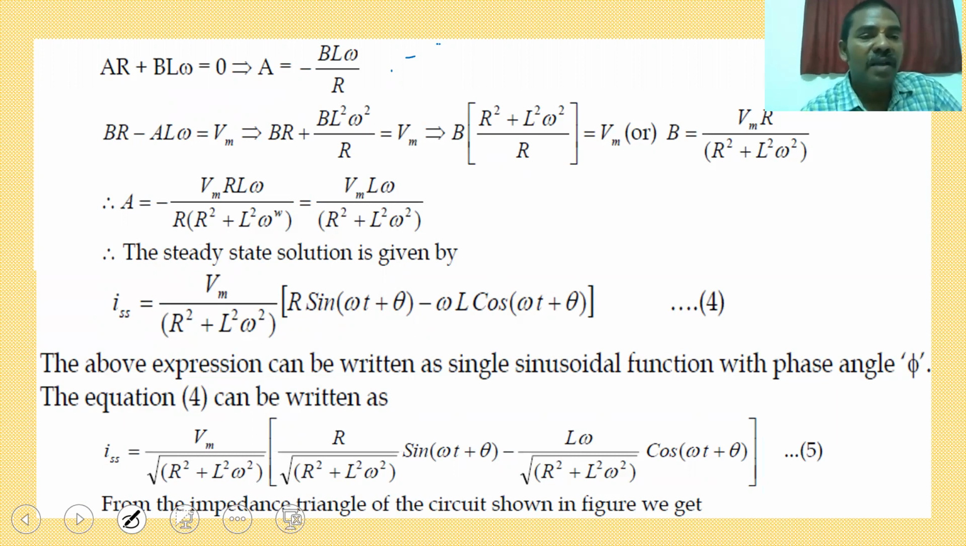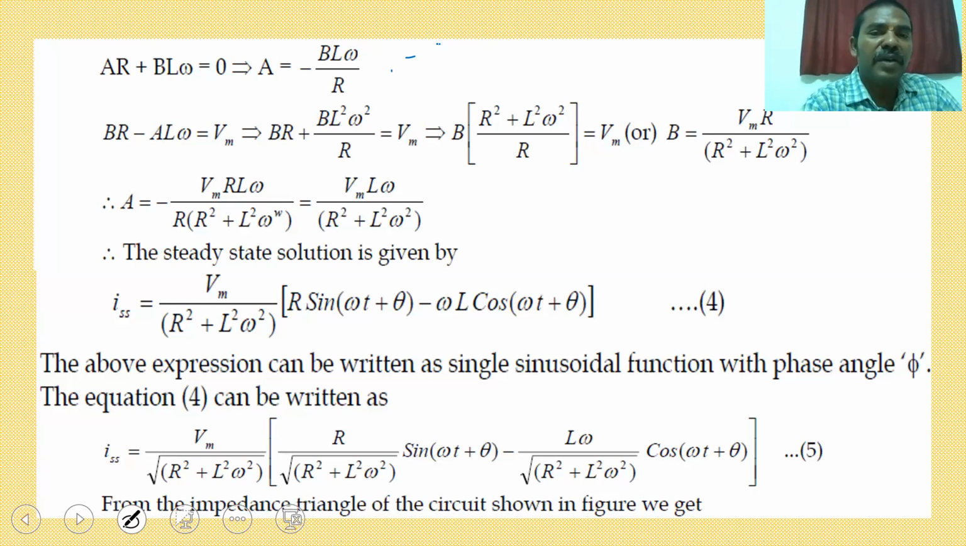Similarly for the sine function, Br minus Al omega is equal to Vm. I am substituting the A value from the above equation: Br plus Bl square omega square by R is equal to Vm. Taking B common and the LCM, B times R square plus L square omega square by R, you can get the RHS as Vm only. Then B is equal to Vm R by R square plus L square omega square. So the B value is calculated.